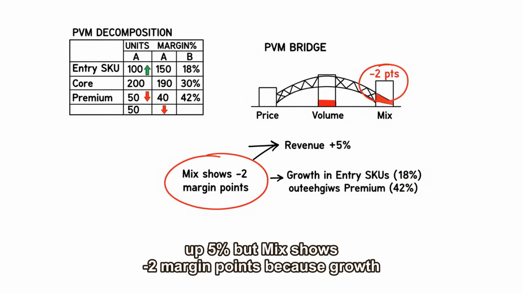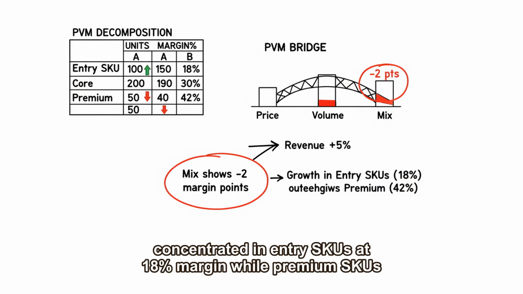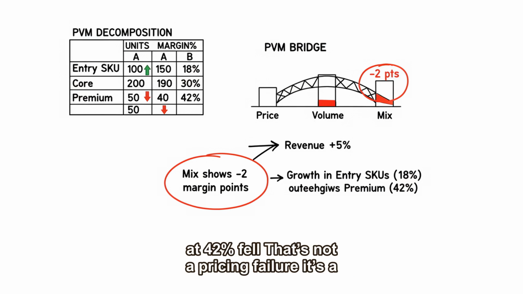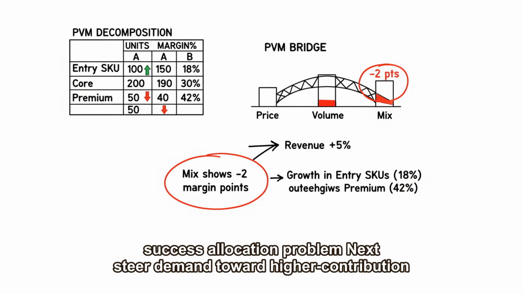Example: revenue up 5%, but mix shows minus 2 margin points because growth concentrated in entry SKUs at 18% margin while premium SKUs at 42% fell. That's not a pricing failure, it's a success allocation problem.